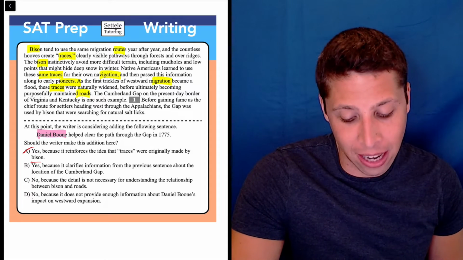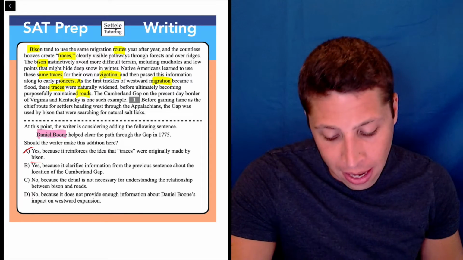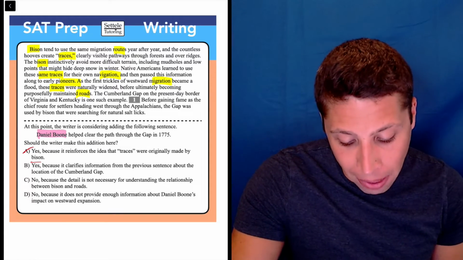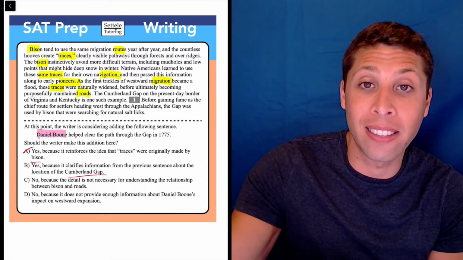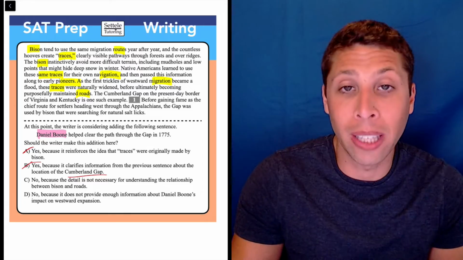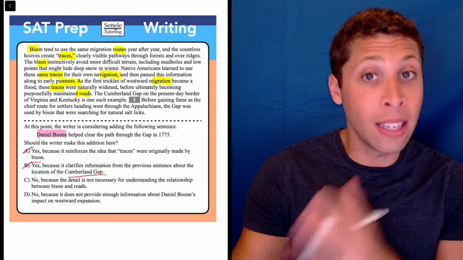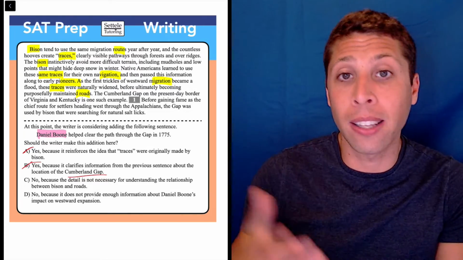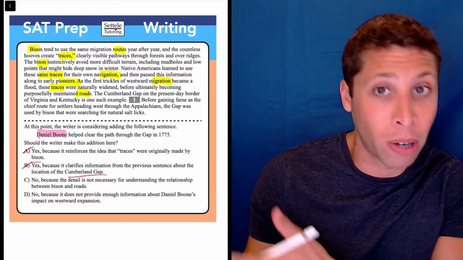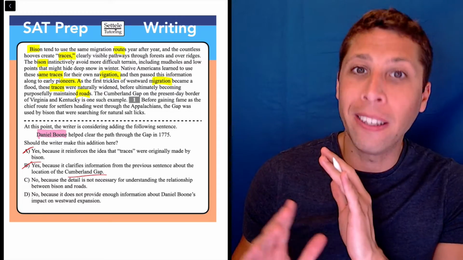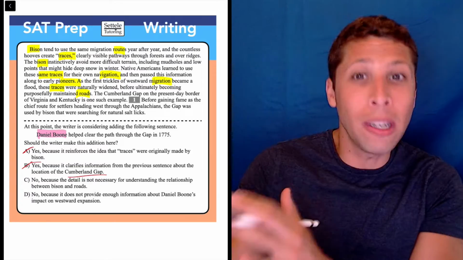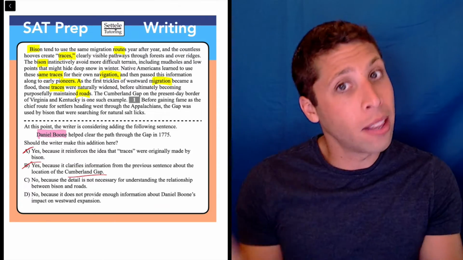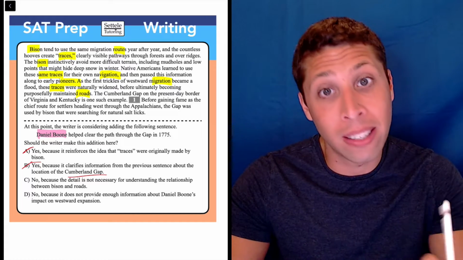Choice B, yes, because it clarifies information about the previous sentence about the location of the Cumberland Gap. Again, it doesn't do that. I don't know where the Cumberland Gap is located based on this Daniel Boone sentence. So even if your instinct was that this is a good fact that helps us understand the context of these buffalo traces, fine. But now we have two answer choices that just have dumb reasons for adding it. So your reason isn't in the choices, therefore we're not going to add it. We have to add it for the reasons that are listed here.